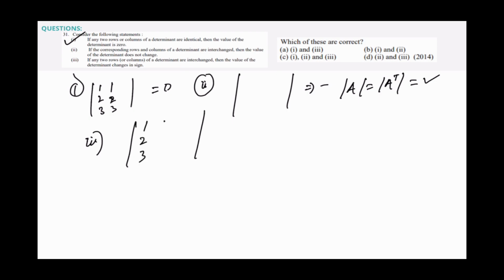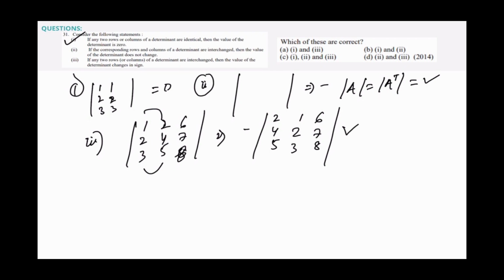if any two are interchanged, like rows 1, 2, 3; 2, 4, 5; and 6, 7, 8, and you interchange these two, you're going to end up getting a minus sign. So 2, 4, 5; 1, 2, 3; and 6, 7, 8. So all three are correct, so option 3, option C, is the correct one. Pretty simple.